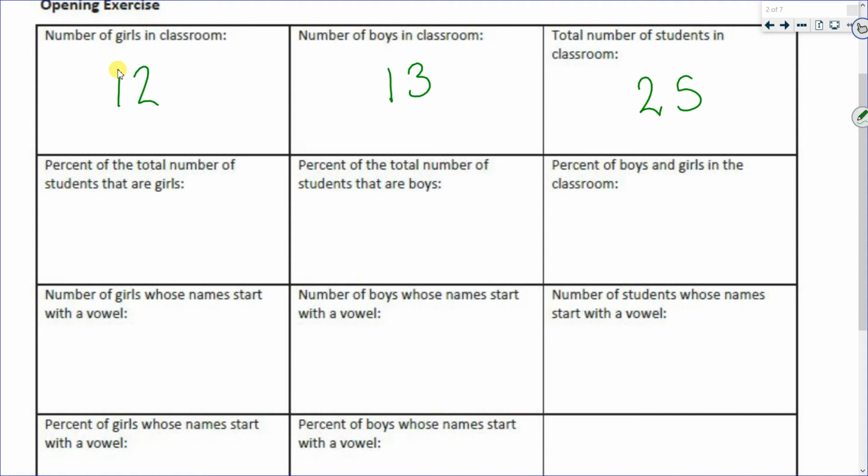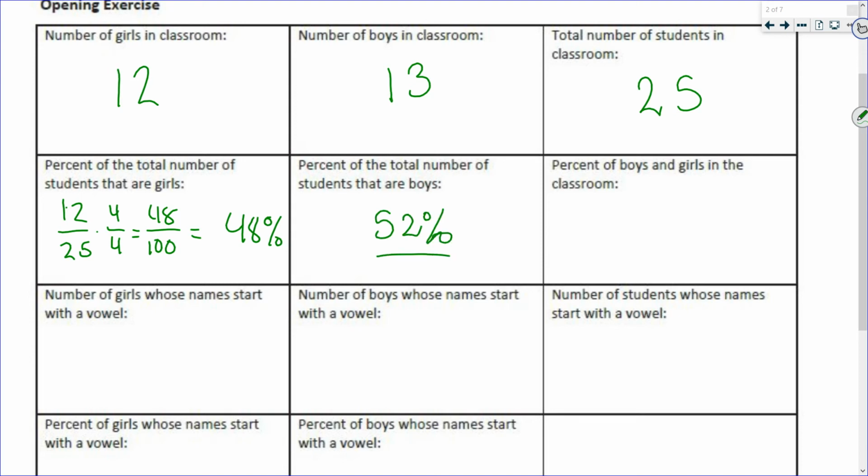So the percent of the total number of students that are girls, well, percent, if you remember, is a fraction. It's 12 over 25, and we're going to multiply that by 4 over 4, which gives us 48 out of 100. That means 48% of the class is girls. So that means what percent of the number of students would be boys? Right, it would be 52%. Because this and this have to add up to give us what? Right, 100%.